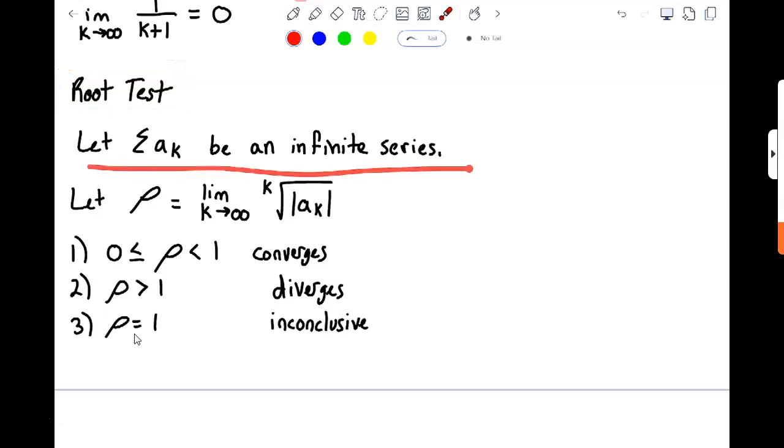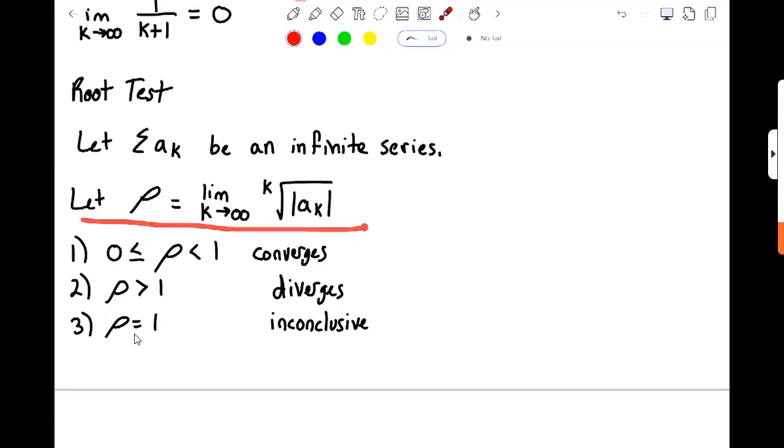And so what the root test tells us is that if we let a_k be an infinite series, again, it doesn't necessarily need to be positive terms or alternating terms. It can be any kind of general series. We look at the limit as k goes to infinity of the kth root of |a_k|. So if that's equal to rho, that kind of slanted p there is the Greek letter rho, if rho falls between 0 and 1, it's greater than or equal to 0, less than 1, then our series will converge.